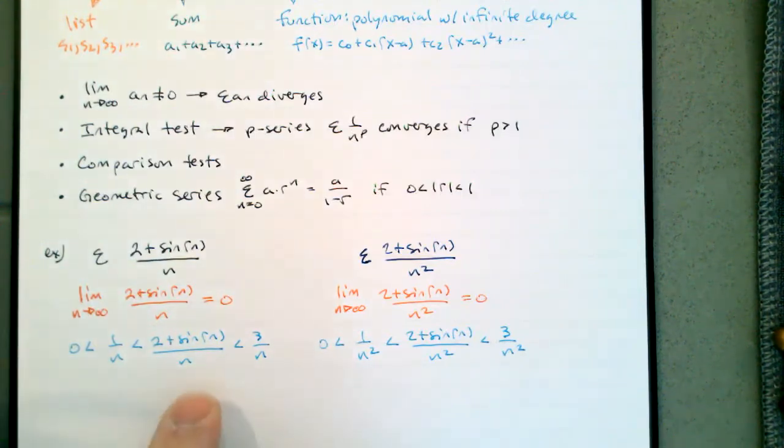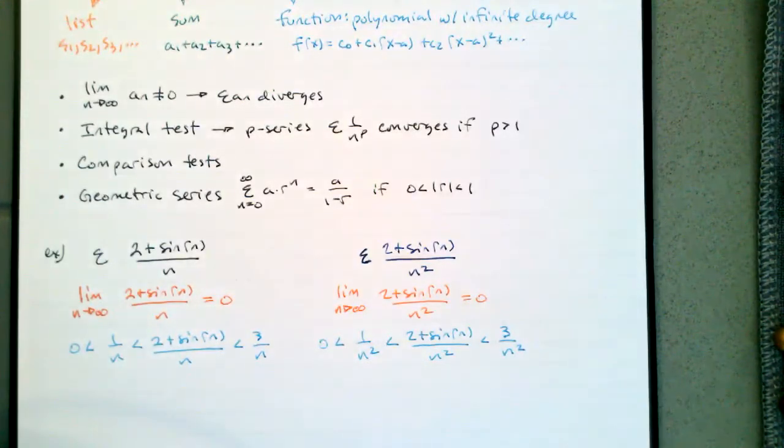Then we pointed out the oscillation part, that sine n will always be between -1 and 1, so 2 plus sine n will always be between 1 and 3. And then I very suspiciously pointed out that these are all greater than 0. And so now, how do we use this information to determine if the series converge or diverge? And that's the answer right there in the chat.